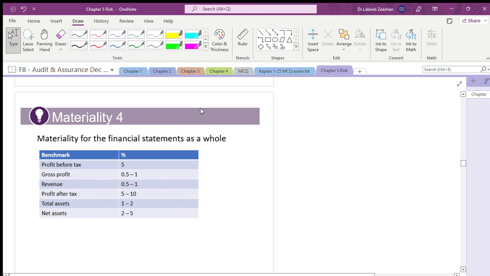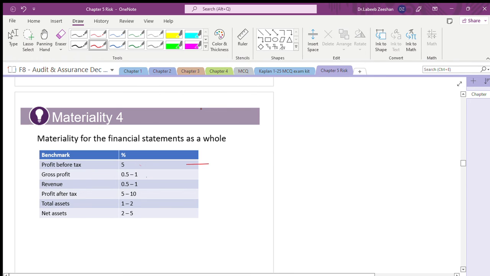See here, I will complete this, and then we will have a break. See what the rule says. This is only a general guideline. For profit after tax, what should be the maximum material misstatement? 5%. For gross profit, 0.5 to 1%, because the gross profit amount will be more, and the profit after tax amount will be less.